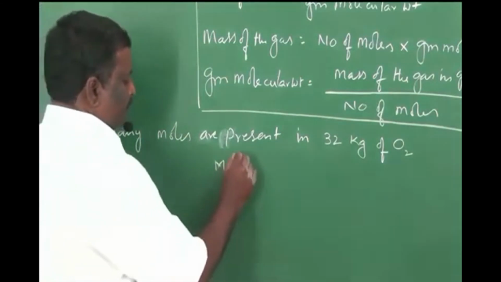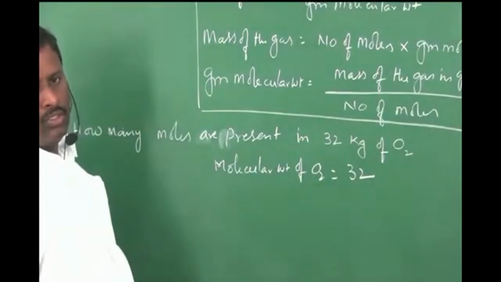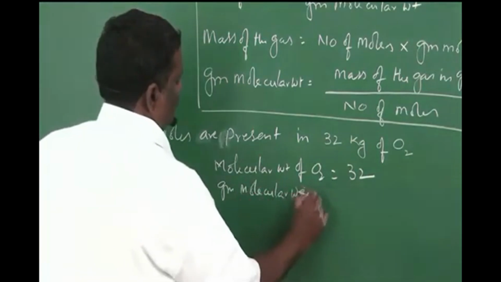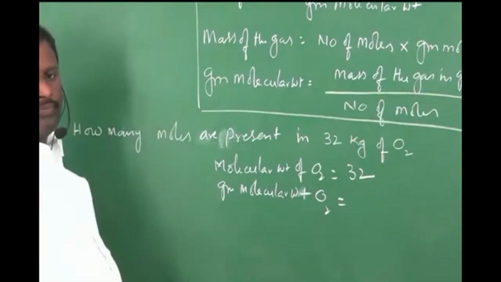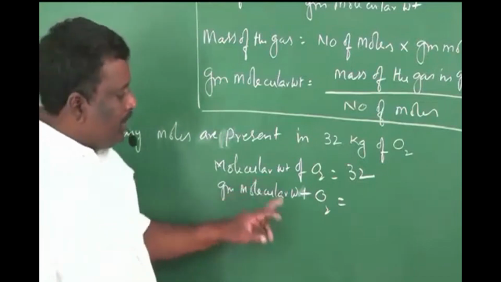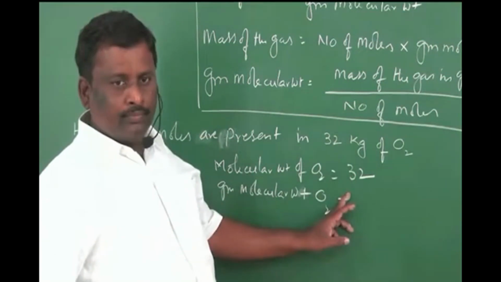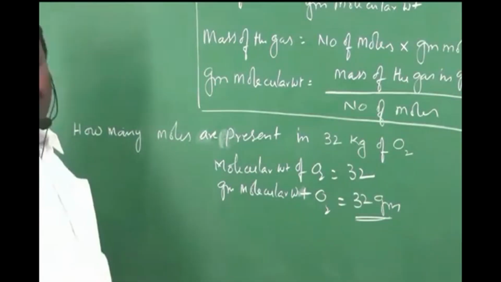Molecular weight of oxygen is 32. So automatically, what is its gram molecular weight? What is the molecular weight of O2? What is the gram molecular weight of O2? Gram molecular weight means take the substance in grams equal to its molecular weight. So gram molecular weight means 32 grams. Taking the substance in grams equal to its molecular weight is said to be gram molecular weight.